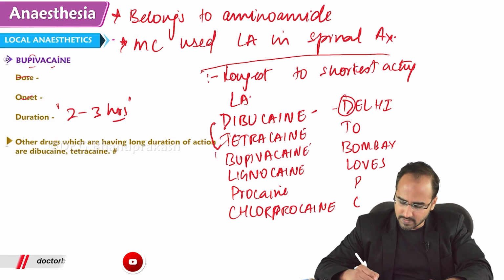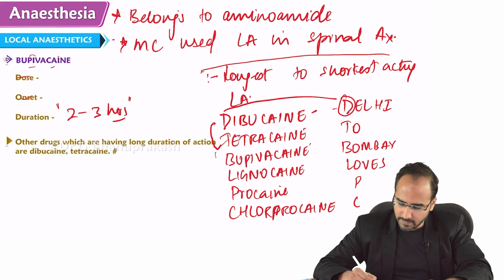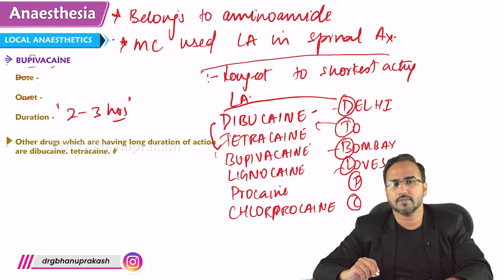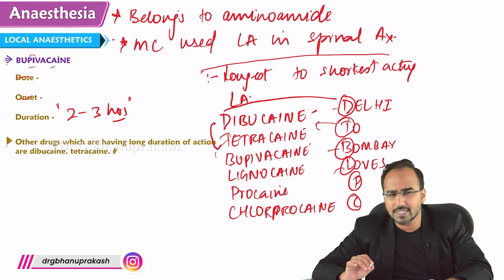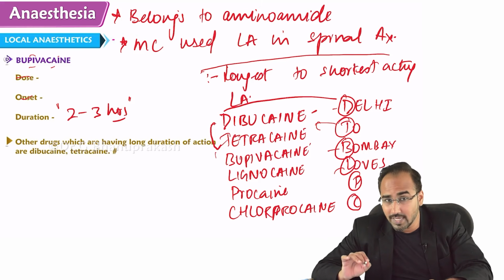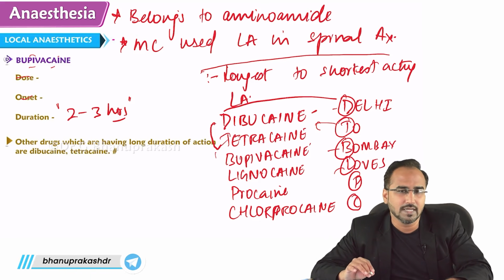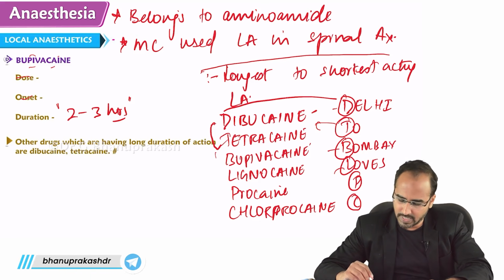In that, D stands for Dibucaine, T Tetracaine, B Bupivacaine, L Lignocaine, P is Procaine, and the shortest is what? Chloroprocaine. So we are discussing Bupivacaine. It is the most commonly used local anesthetic in spinal anesthesia. Why? Because it has a longer duration when compared to Lignocaine. Right?